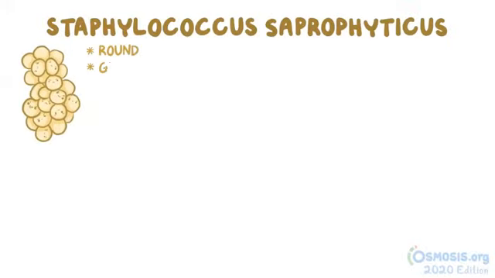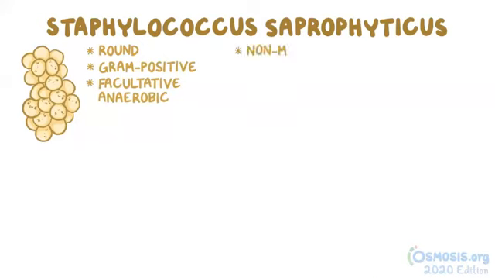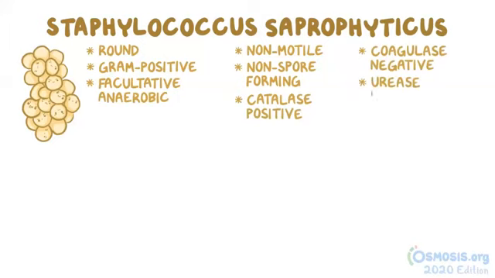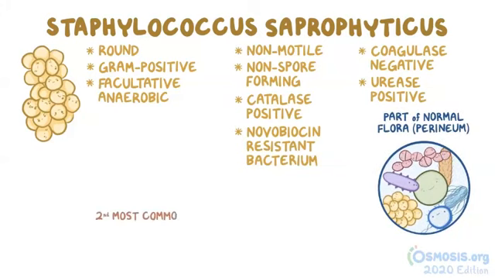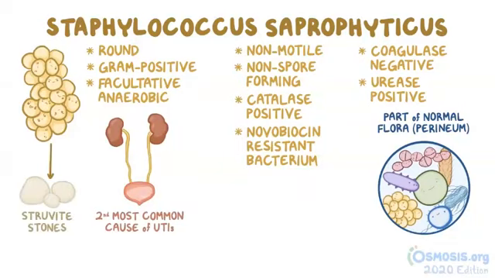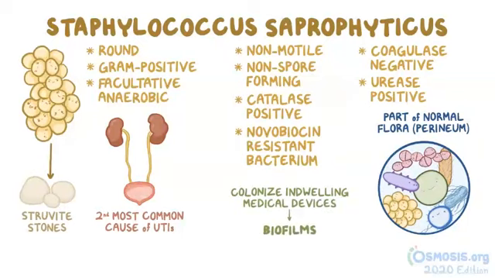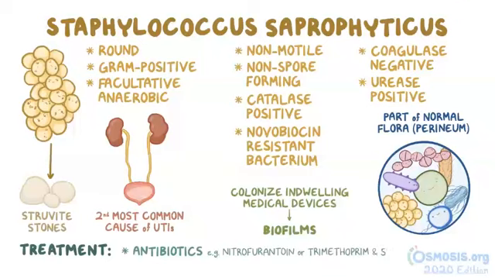Alright, as a quick recap, Staphylococcus saprophiticus is a round, gram-positive, facultative anaerobe, non-motile, non-spore-forming, catalase-positive, coagulase-negative, urease-positive, and novobiocin-resistant bacterium, which is known to be part of the normal flora of the perineum. It's the second most common cause of UTIs after E. coli, and can also cause formation of struvite urinary stones. It can also colonize indwelling medical devices, where it forms biofilms. Treatment relies on antibiotics like nitrofurantoin or a combination of trimethoprim and sulfamethoxazole, as well as removing infected indwelling devices.